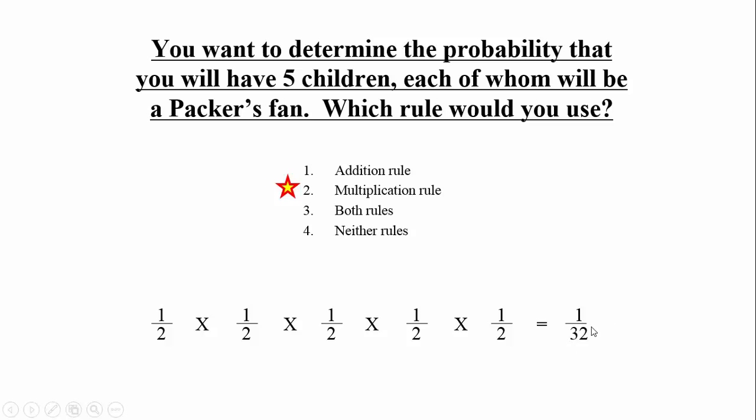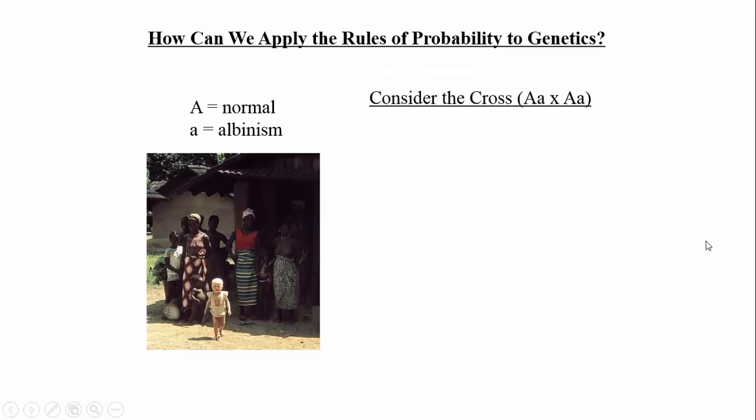Again, ask yourself, does it make sense? Well, any individual child being a Packers fan is 1/2. If I'm saying I need 5 in a row to all be Packers fans, that's much more difficult, right, than having just the first child. So the answer should be much lower than any of the components in the problem.